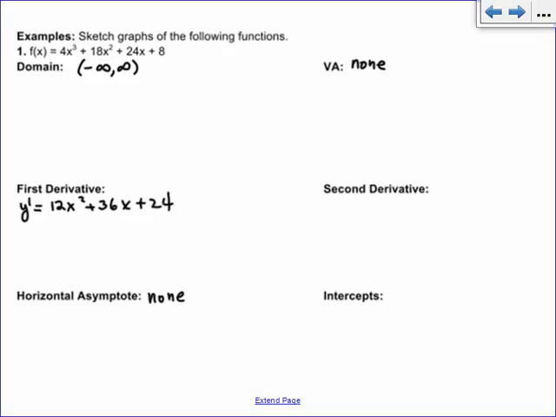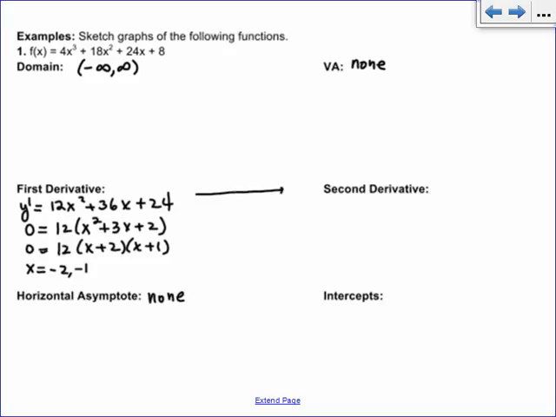And I usually want to find where it's equal to 0. So we pull out the 12. So we have x squared plus 3x plus 2. And we have x plus 2 and x plus 1 when it factors. So our critical values are -2 and -1.